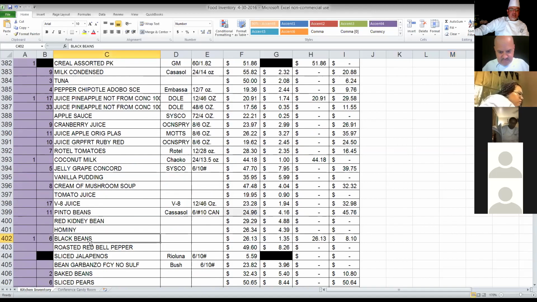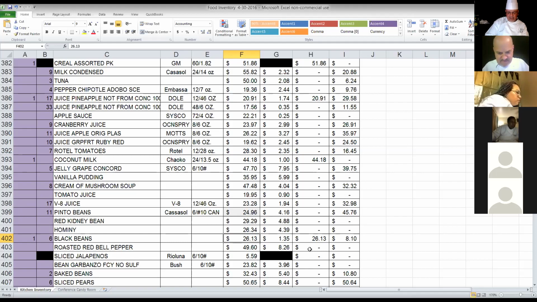Here we go, black beans. $26.13 for a case of six. Where do you see that at? On my screen? Line cell number 402. Nah, I'm not on that one because I printed it out because I couldn't keep flopping back and forth. Cell number what though? 402. On this inventory.